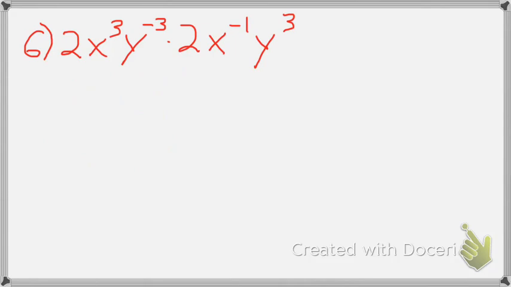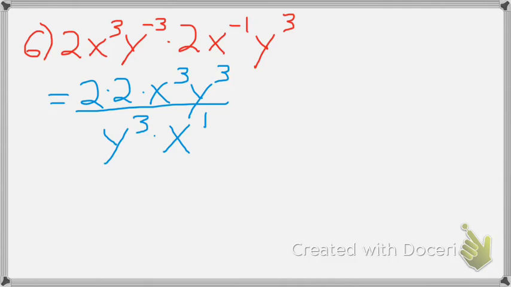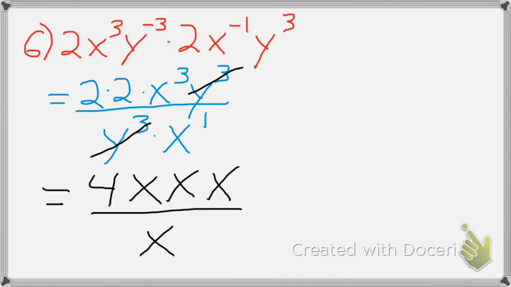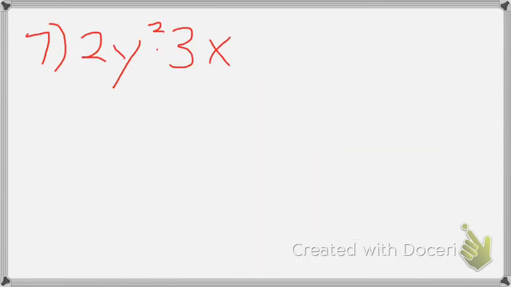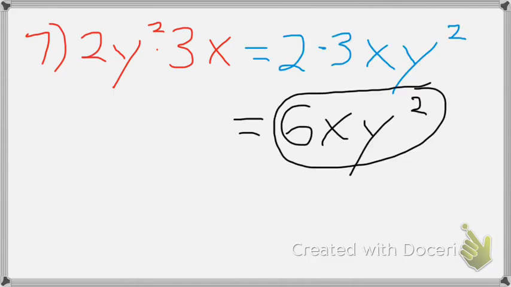Move negative exponents to the bottom, leave everything else where it is. Cross out y cubes. Expand out the x's to make it easier to figure out what's left. I get 4x squared. Group the 2 and the 3 together and write it as 6. 2 times 3 is 6. And then put it in alphabetical order. X comes before y.